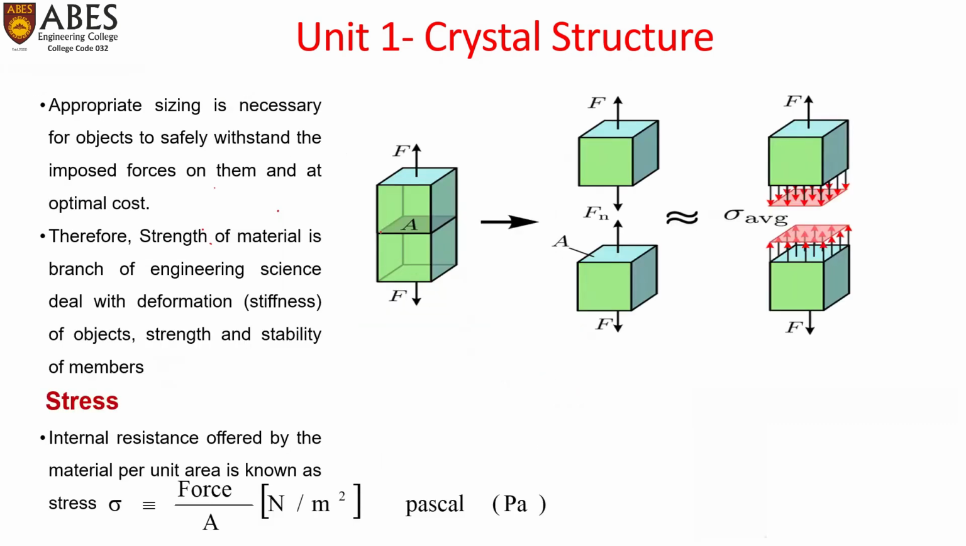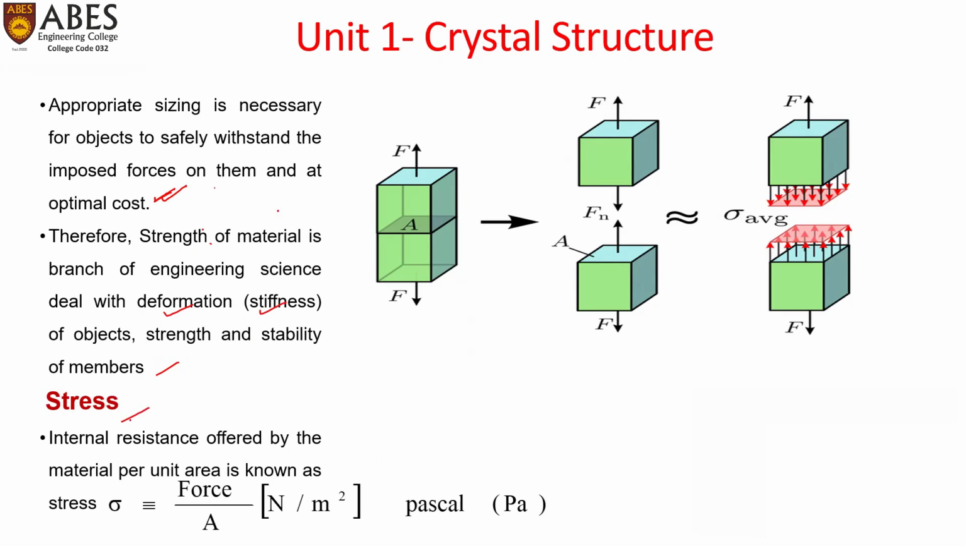So appropriate sizing is necessary for objects to safely withstand the imposed forces on them and at optimal cost. Sufficient sizing would be required in our day-to-day real practical uses of the material, so as to safely withstand all the imposed forces which act on them, at optimal cost. Therefore, strength of material is a branch of engineering science which deals with deformation, that is stiffness, strength and stability of objects.